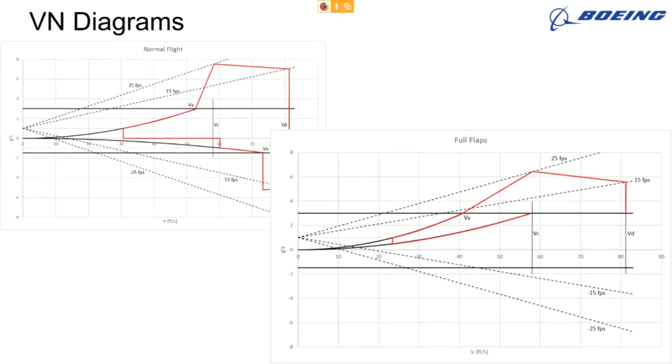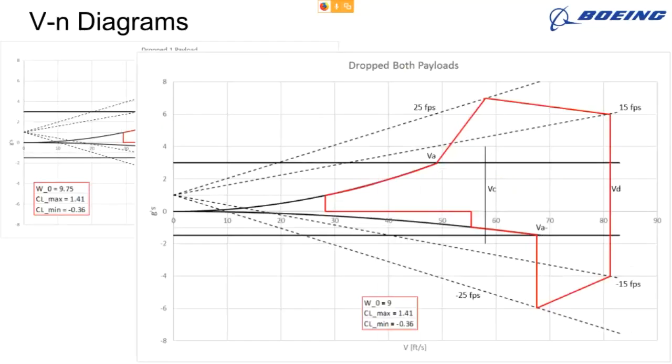So here are our VN diagrams. The first VN diagram to the left is for normal flight. So that's just regular flaps. And as you can see, there are our gust lines. Our VC basically sits within our gust lines. And then for the full flaps, that is the VN diagram for our full flaps. Next graph, please.